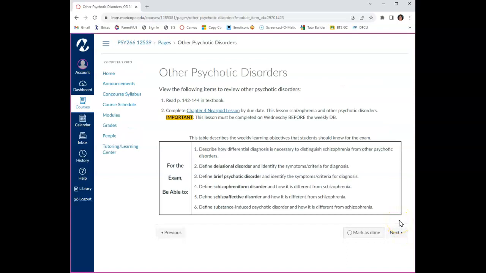The second section is other psychotic disorders. Schizophrenia is the most common type of psychotic disorder. However, just because an individual has a psychotic episode or experiences psychosis does not mean they automatically have schizophrenia. The textbook introduces several other psychotic disorders. Please read the designated pages in the textbook and complete the corresponding Nearpod lesson.